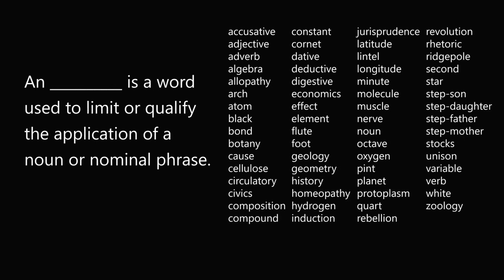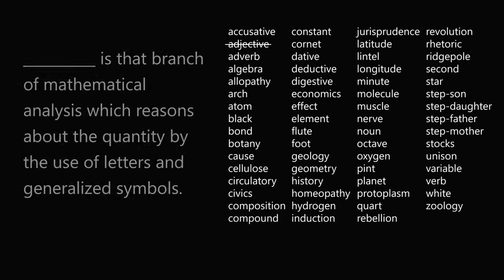The format of this section is pretty straightforward. You are given a sentence that defines a word, and you have to select the correct word from a list of options. So here's the first sentence. Blank is a word used to limit or qualify the application of a noun or nominal phrase. This is very straightforward. The correct answer is adjective. So we cross off that option and let's go to the next sentence.